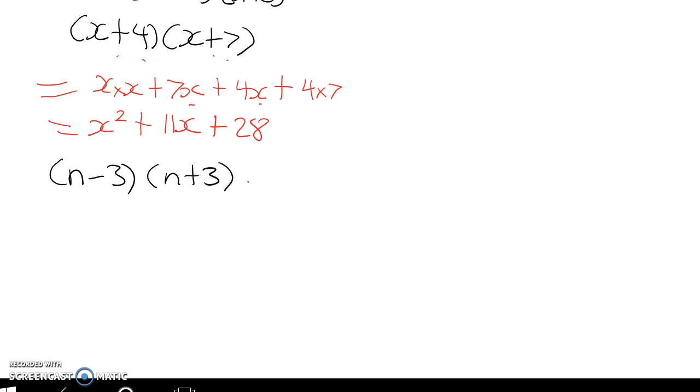Okay, so we have (n minus 3)(n plus 3), take (n minus 2)(n plus 3). So we can see that we have a difference of two squares here because we have the same numbers in the same positions in both sets of brackets, and we have a negative and a positive sign. This one is almost a difference of two squares. The only thing is we've got a 2 here and a 3 here in this bracket. So this one is just going to be the generic FOIL. So this one's going to be FOIL, and this one's going to be a difference of two squares.